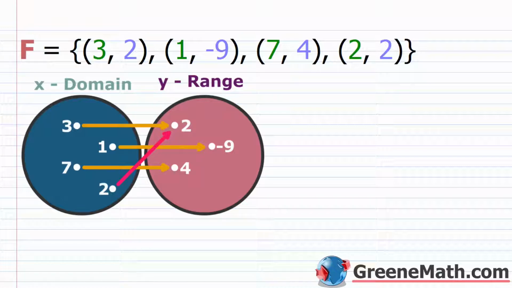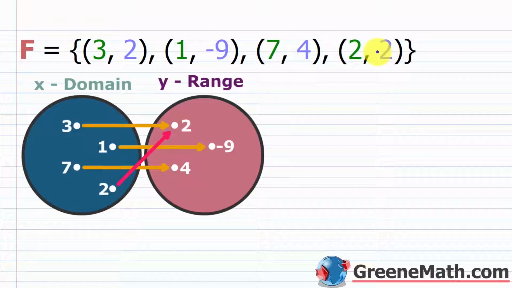So we already know that a function is a special type of relation where each member of our domain, or x value, corresponds to one and only one member of the range, or y value. So for example, if we look at this f here, this is a relation, and it's also going to be a function, and it just consists of these four ordered pairs. So we have (3, 2), (1, -9), (7, 4), and (2, 2).